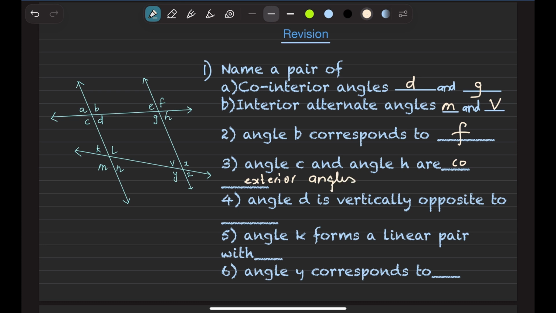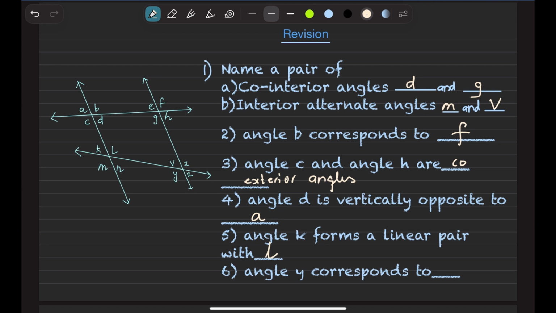Angle D is vertically opposite to dash. Okay, this is from the previous video. I hope you all know what is vertically opposite. If not, please watch lines and angles. Here is angle D, it's vertically opposite to A. Angle K forms a linear pair with, this is also from the previous video, L.